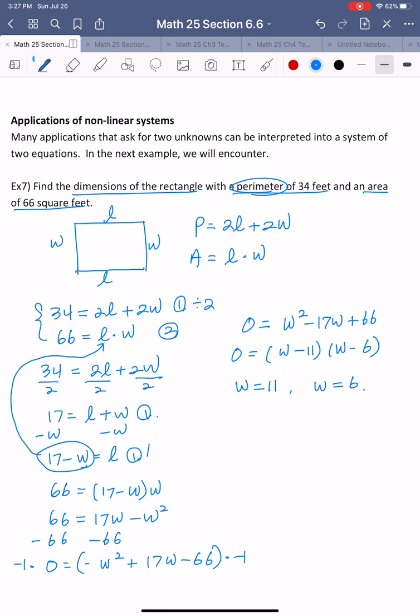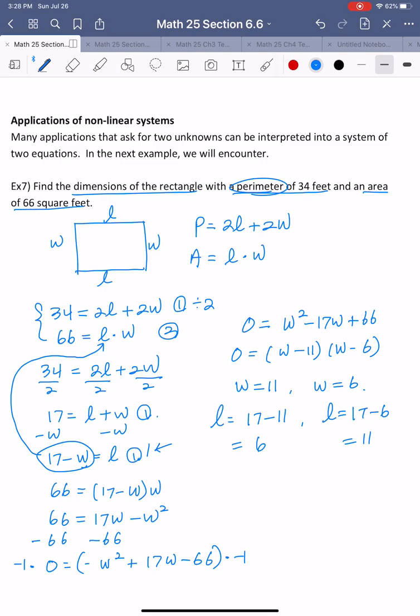So plug it in. In order to find the L, I'm going to use equation 1 prime, which is this one. So L is 17 minus 11, I got 6. And then the length is 17 minus 6, I got 11. Okay, so we got the dimensions here.